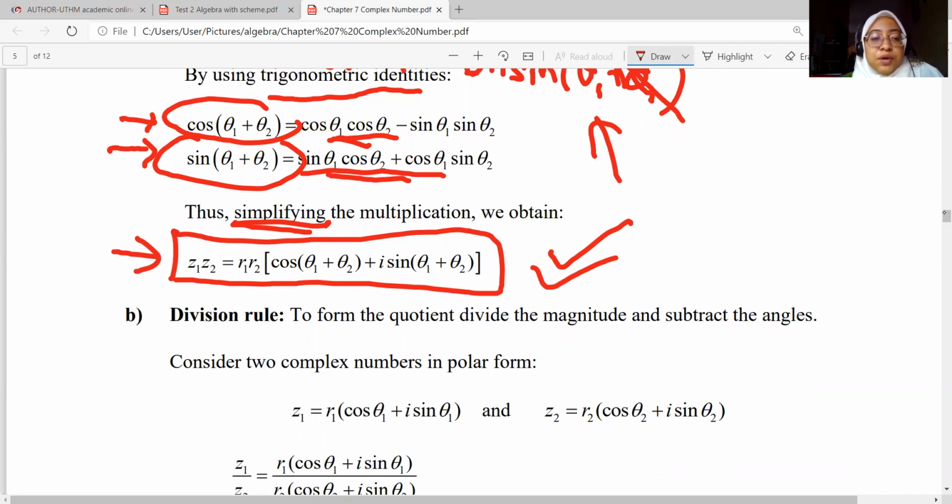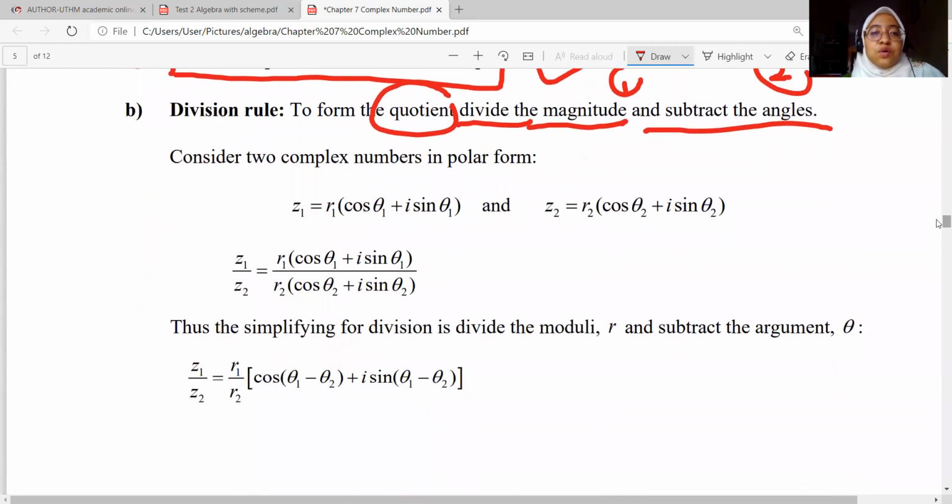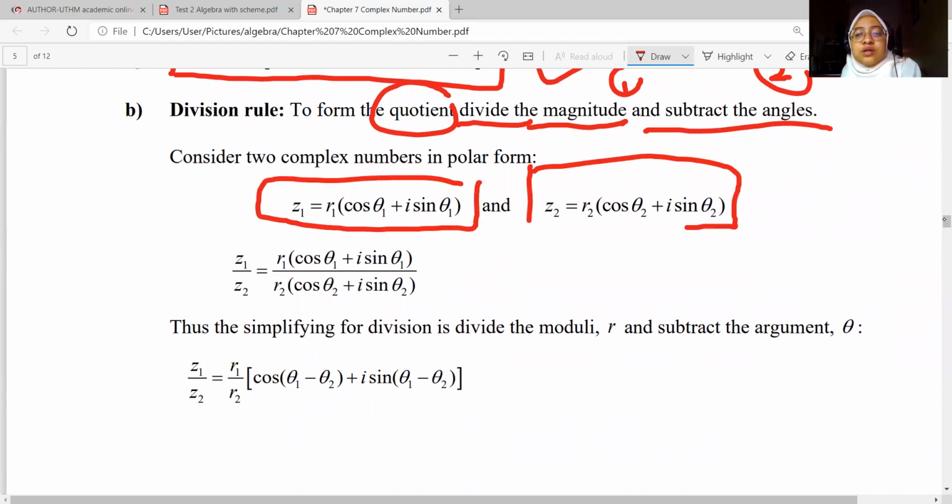The second part is the division rule. To form the quotient, divide the magnitudes and subtract the angles. So consider two complex numbers in polar form. This is the first one and this is the second one. This is how it looks when we put it in quotient form, the first complex number over the second complex number.